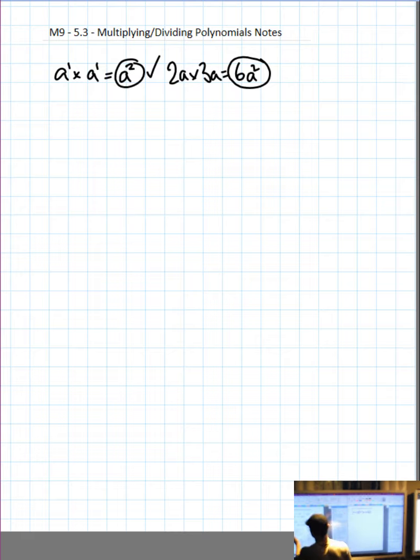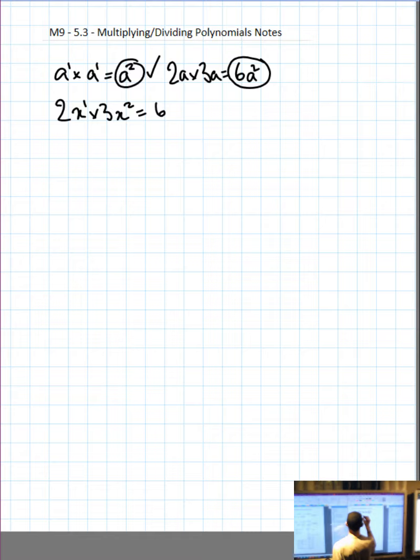The next example down below, 2x times 3x squared. Well, multiply the coefficients. 2 times 3 is 6. Add the exponents. X has an exponent of 1. 1 plus 2 is 3. 6x cubed. The next example off to the right in the notes, ABCD times EFG is just ABCD EFG.